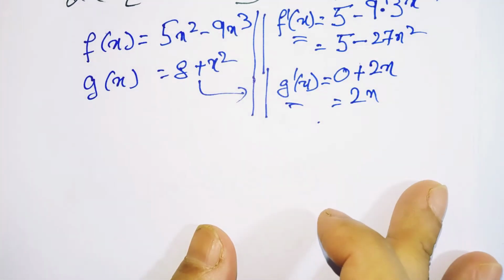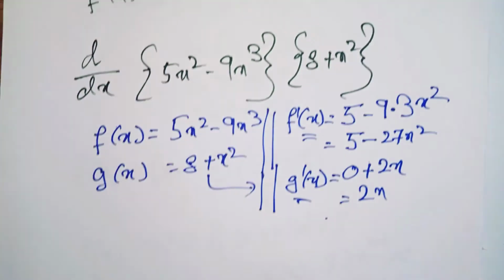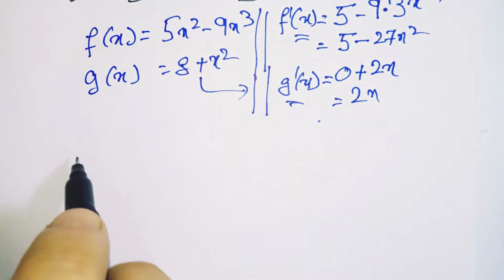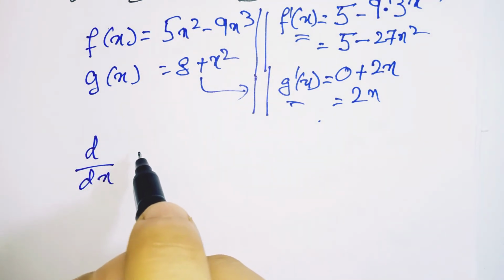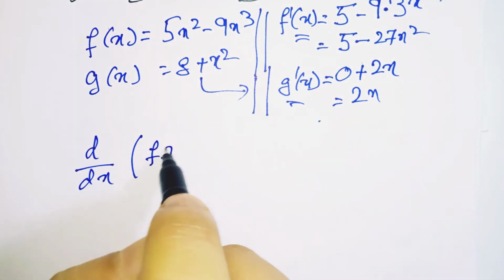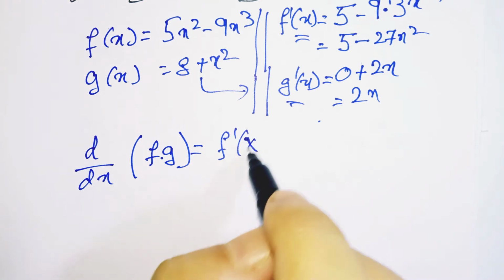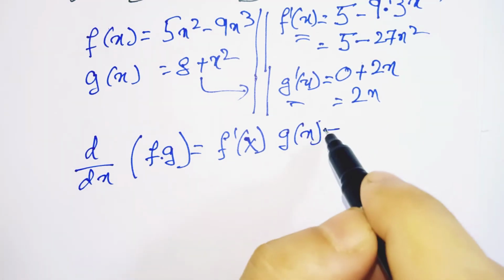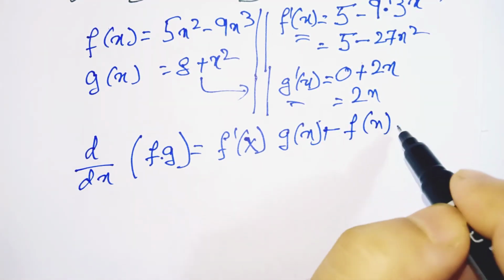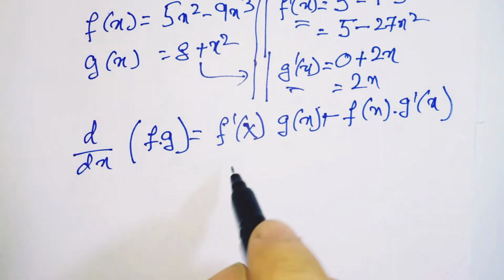So now we just substitute the values. I can write this as d by dx, because the question is given in d by dx, so I will use this convention. I will write it once more, because otherwise things become complicated. The derivative of fg equals f prime of x times g(x) plus f(x) times g prime of x. Or else I can use the other notation also.